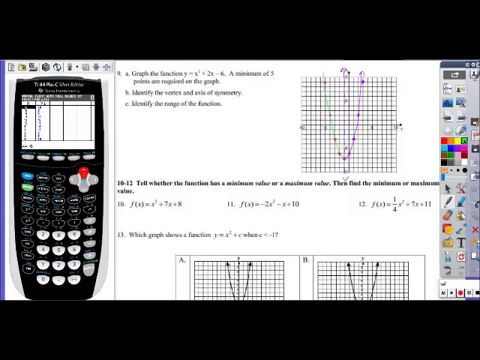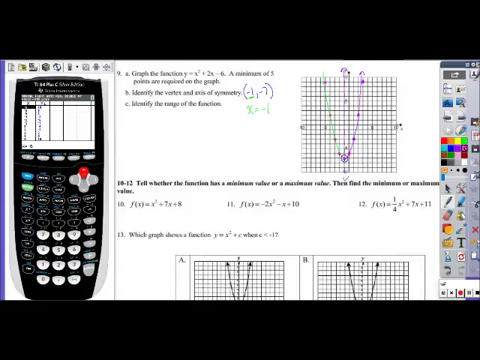B says identify the vertex and axis of symmetry. So the vertex is the lowest or the highest point. So the lowest point in this case is going to be -1, -7. And then our axis of symmetry is always going to be dealing with this x part, and it's always written as a vertical line, so x equals -1.